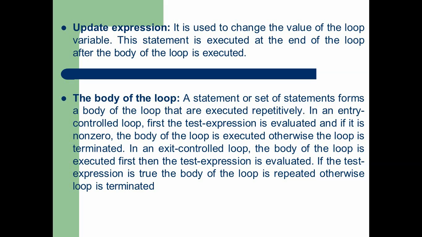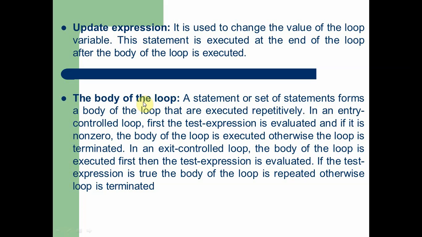Another loop is the exit control loop, where the body of the loop is executed first, then the test expression is evaluated. Very simple. Entry control loop means the test expression is checked first and the body of the loop is executed if the expression evaluates as non-zero. Exit control loop means the body of the loop is executed and the test expression is evaluated after the execution of the body. Whether that expression returns zero or non-zero doesn't matter, the body of the loop executes at least once. We will see all these exit and entry control loops one by one.